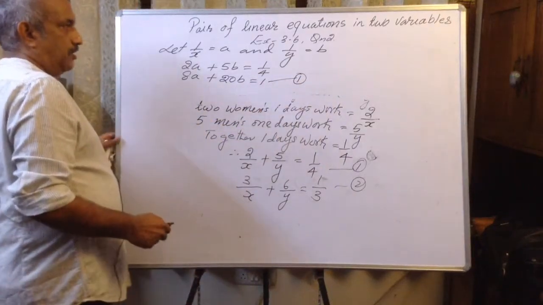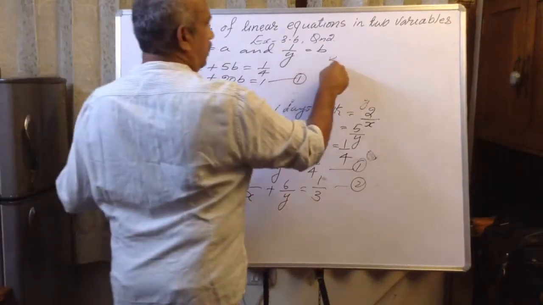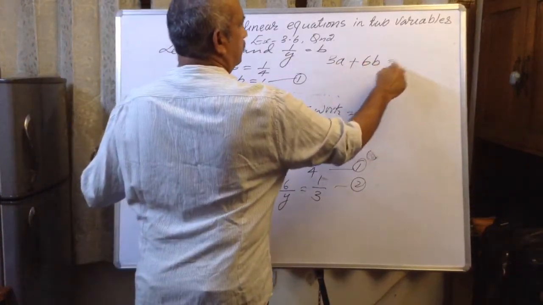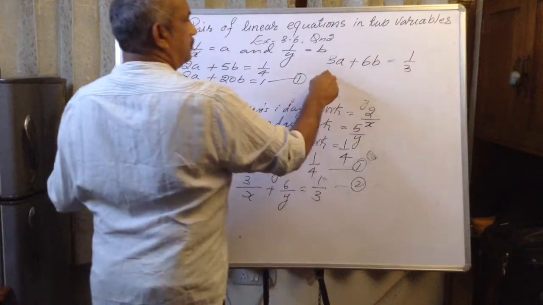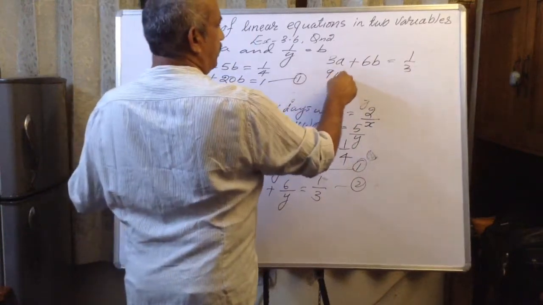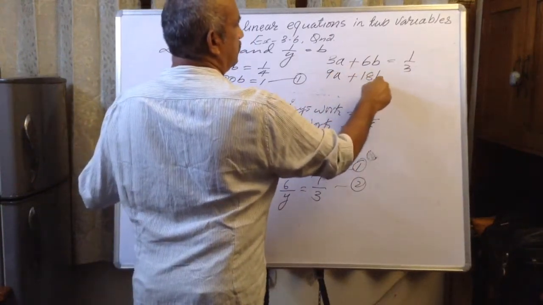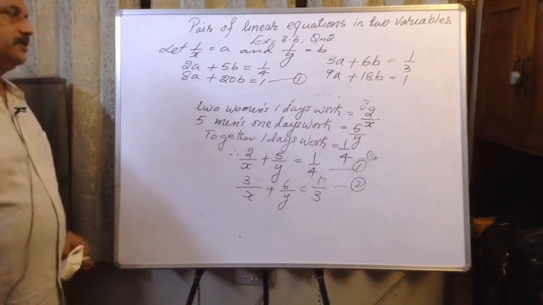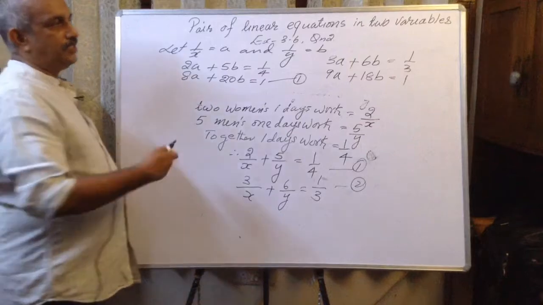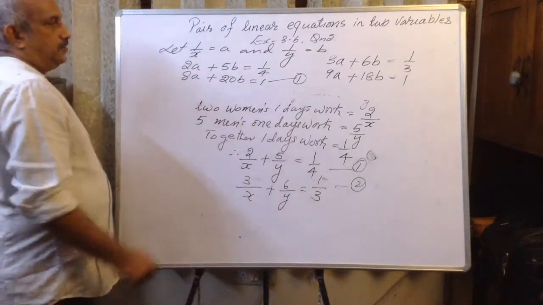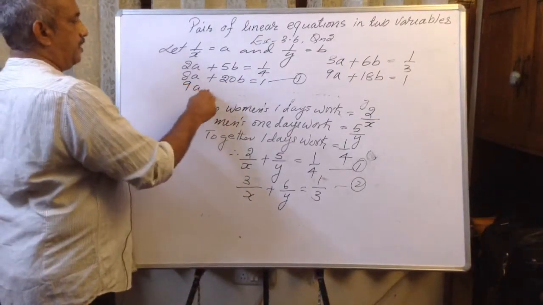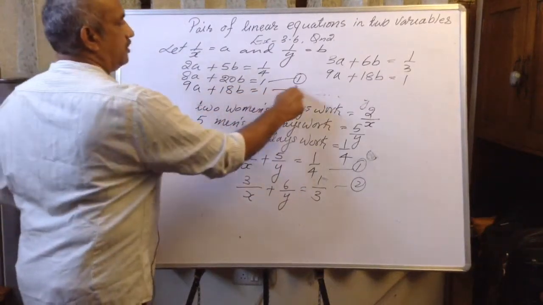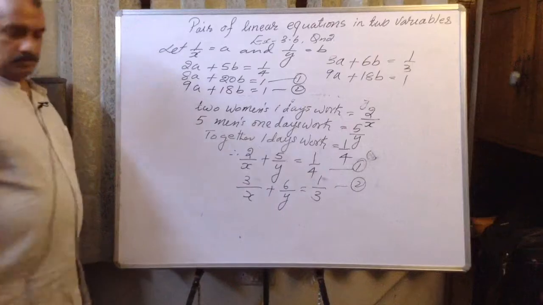Now second one, 3a plus 6b is equal to 1 upon 3. So bring it here, 9a plus 18b is equal to 1. So 3 when taken this side, it will get multiplied. Cross multiplication only, then we get 9a plus 18b is equal to 1. Second equation. Now we have to solve these two equations.